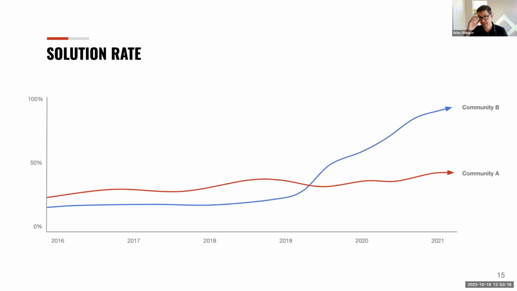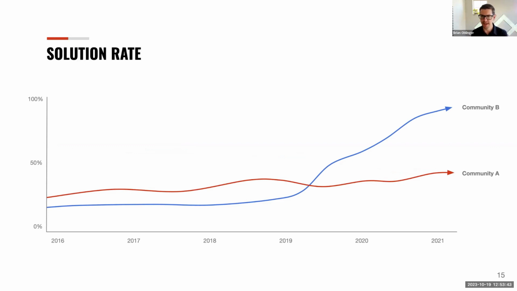Okay, let's go on to a little bit of a, maybe I wouldn't say harder, but more nuanced one, even more nuanced than what we looked at before. So this is solution rate across a number of years. And the percentage there on the y-axis is basically what percentage of questions in a community have an answer that has been marked as the solution or best answer, or whatever term your platform uses.